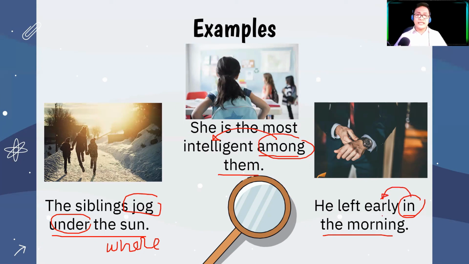Early yung kanyang dinidescribe. Early is an adverb because it describes a verb which is left. Okay? So, ibig sabihin, yung adverb early, dinidescribe yung left. Yung in the morning naman, ang dinidescribe niya ay yung early. So, it answers the question, when.